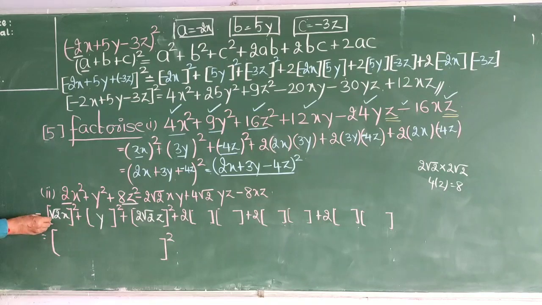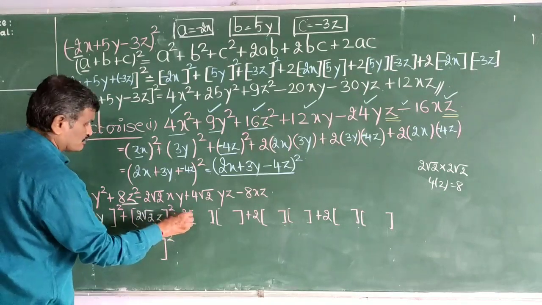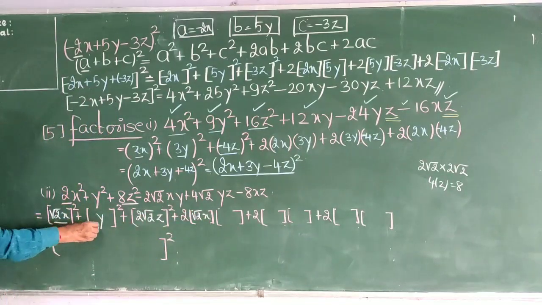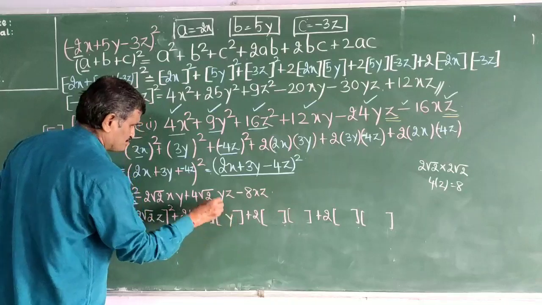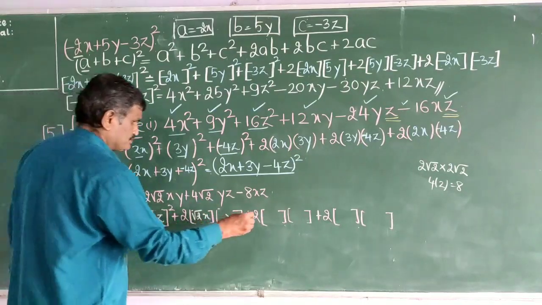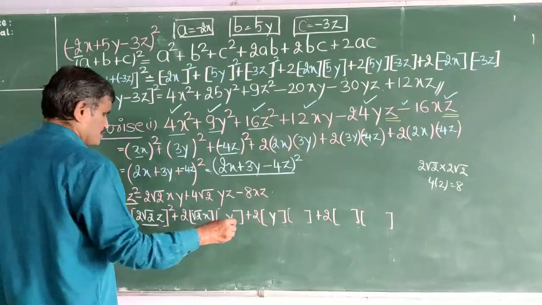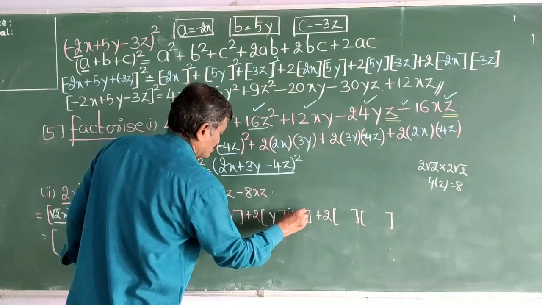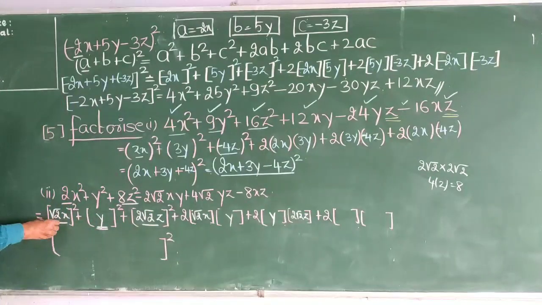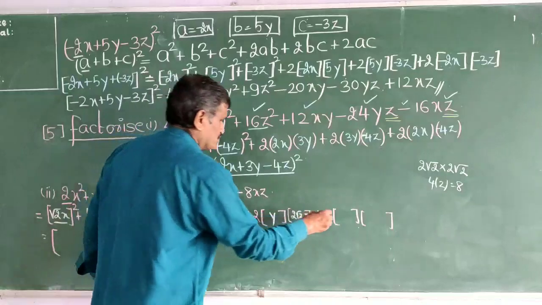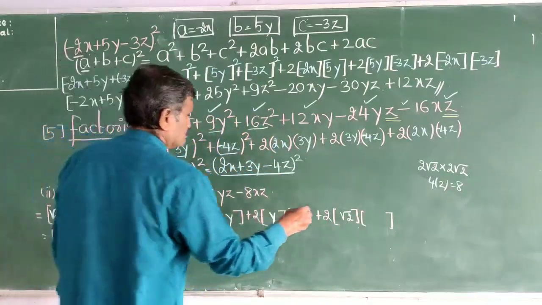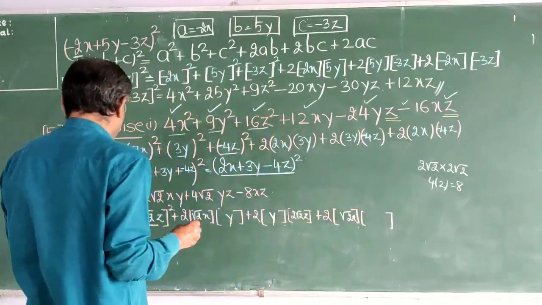Then first term and second term you write here. What is the first term? Root 2x. What is the second term? Y. Next time second term and third term you write. Second term is y, third term is 2 root 2 z. Next time first term and third term.